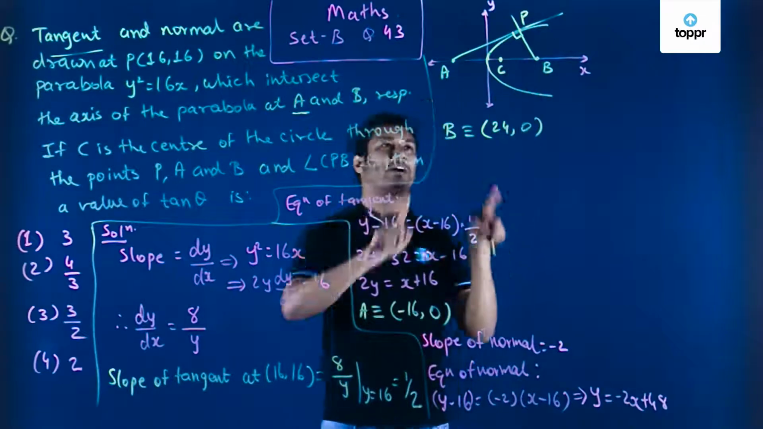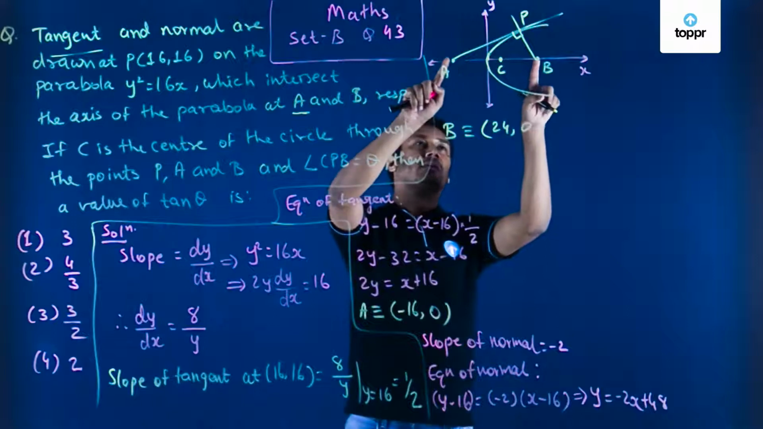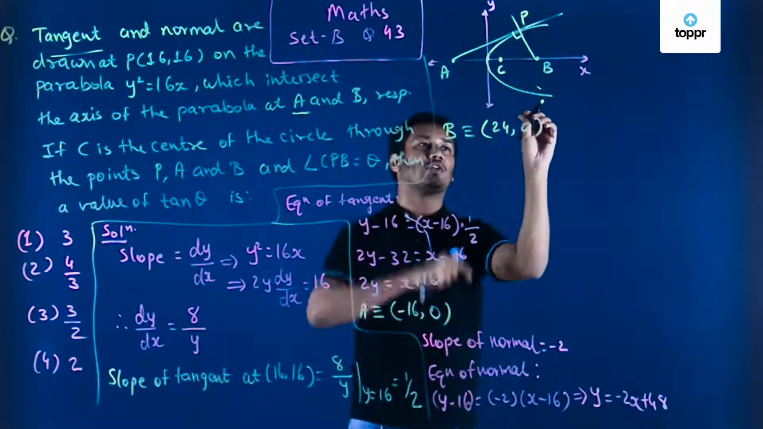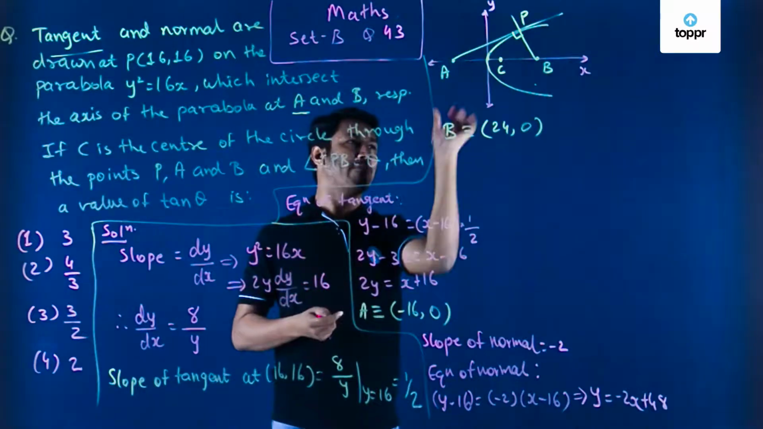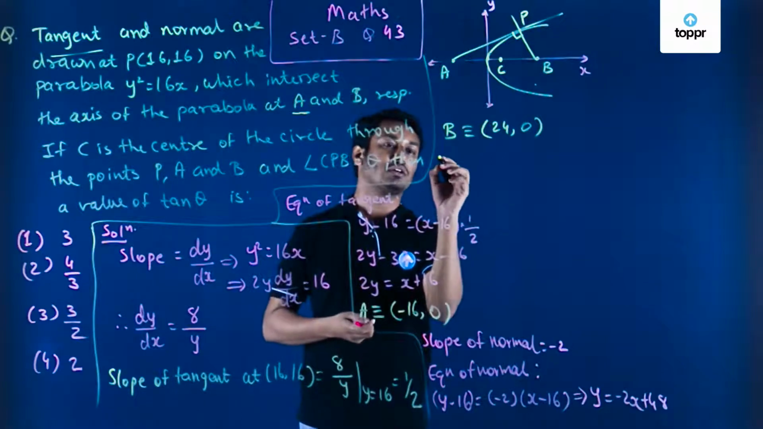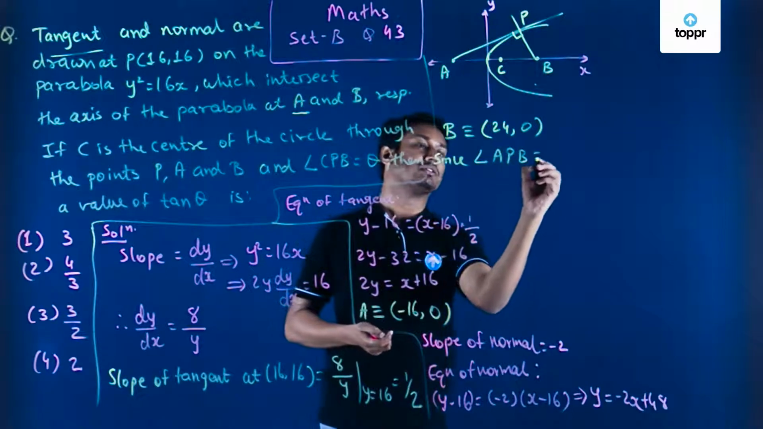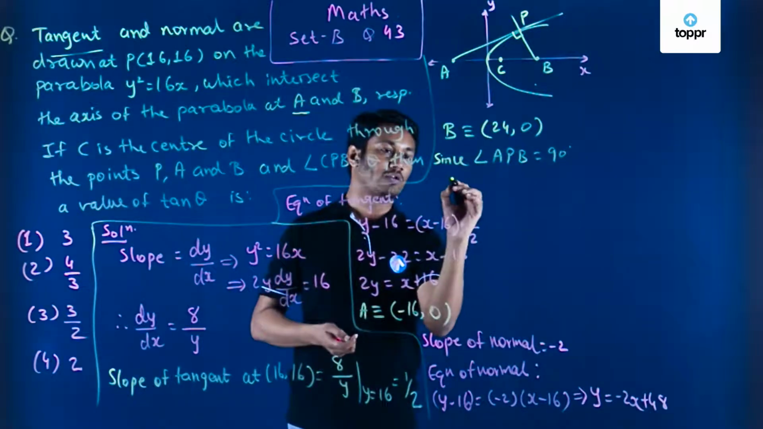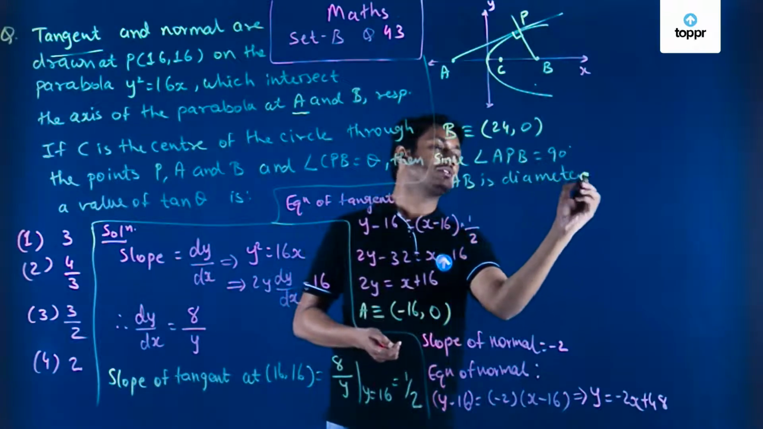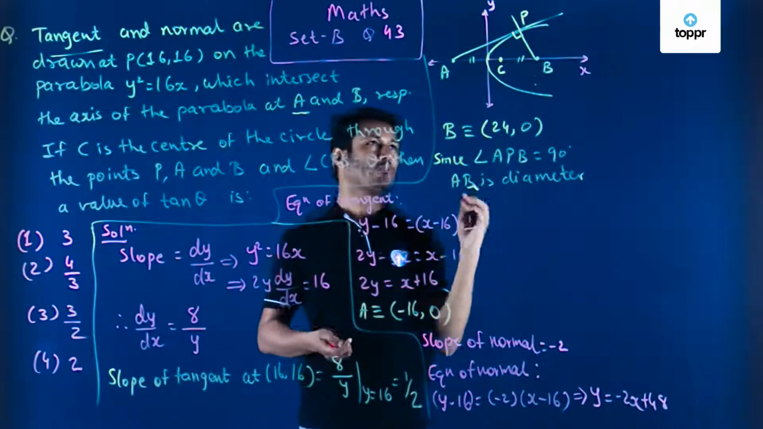AB must be the diameter, because a diameter will always make a 90-degree angle on the circumference of the circle. So we conclude that AB will be the diameter. Now if AB is the diameter, we will write down that conclusion first. Since angle APB is equal to 90 degrees, we conclude that AB is the diameter. Now because AB is the diameter and because C is the center of the circle, AC will be equal to BC.